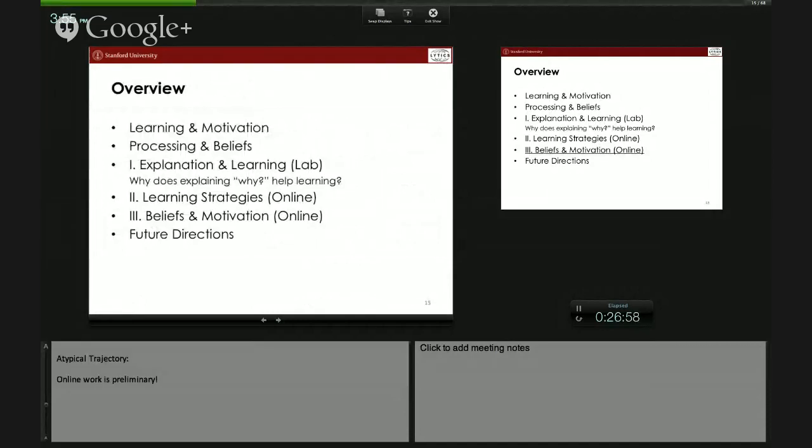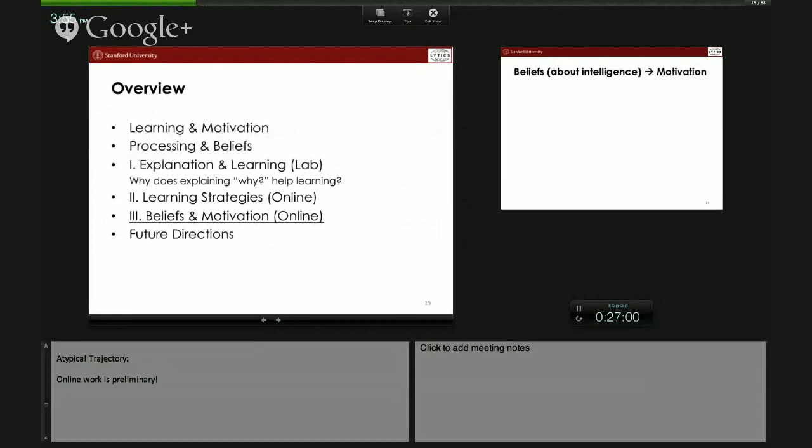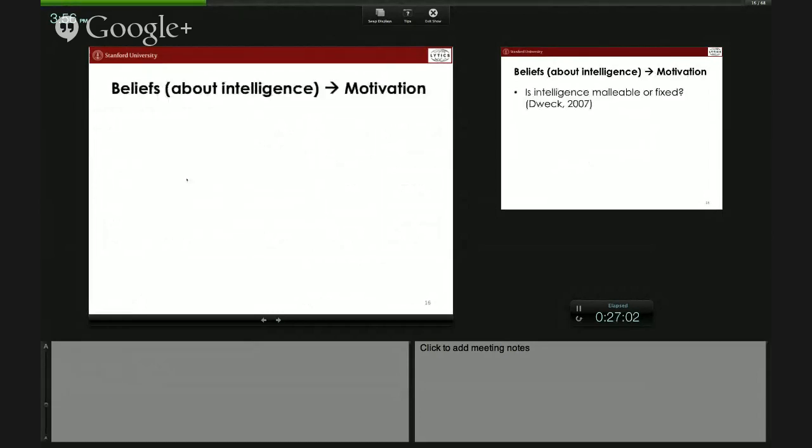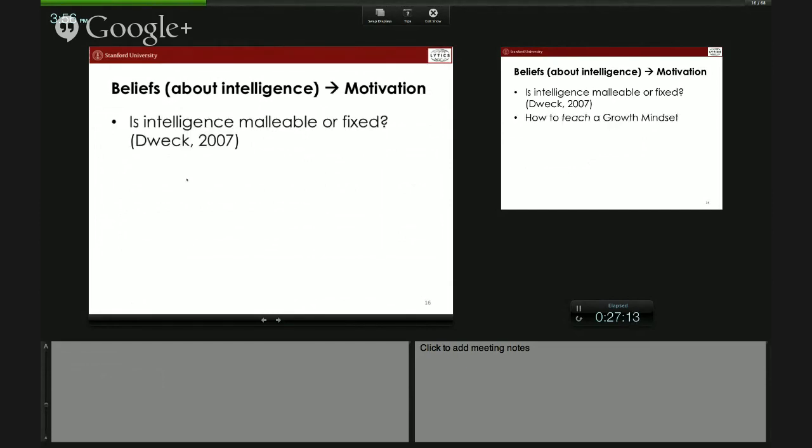The other line of work, which I should probably jump over super fast, is looking more at how beliefs about intelligence influence motivation. I think this data was first collected about 6 to 8 months ago, so that's a lot more reliable. I think you're all familiar with these issues about whether intelligence is malleable or fixed. And the question here is, how do you teach a growth mindset? There's been a lot of work on interventions by Carol Dweck, Greg Walton, Geoff Cohen, Angela Duckworth, David Yeager, Chris Romero.